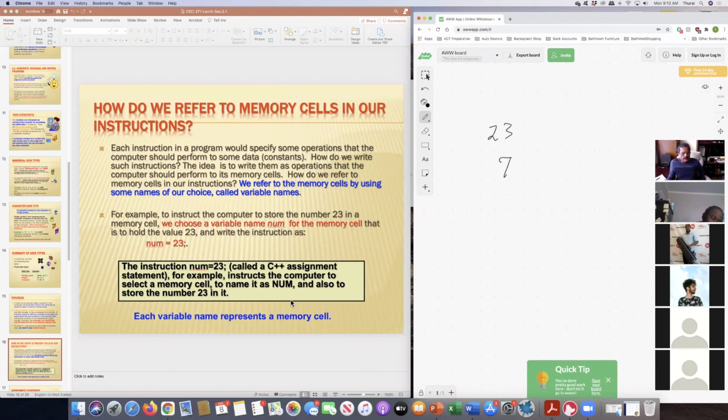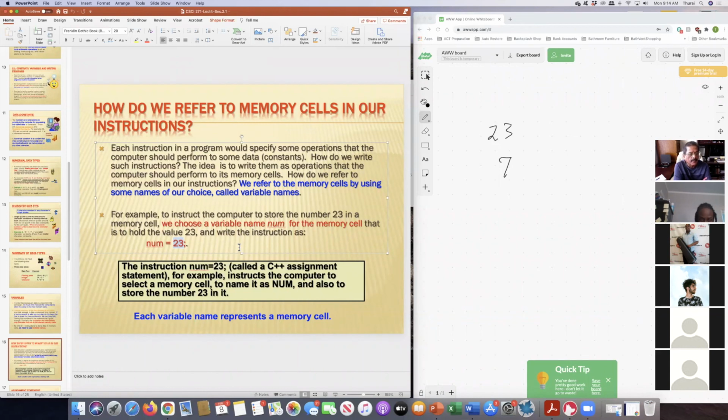Here's an example. To tell the system to store 23 in the memory, I make up a name, num. The name can be anything. There are certain rules that we will understand later, but essentially any name will do. So I made up the name num, and then I say num equal to 23, and then put a semicolon behind it. You need to end every instruction you write with a semicolon. Every instruction must end with a semicolon. That's how the system will understand where the instruction ends.